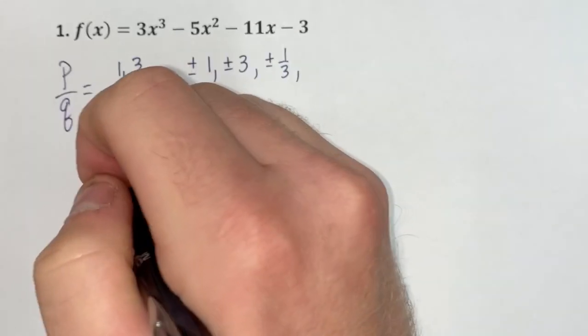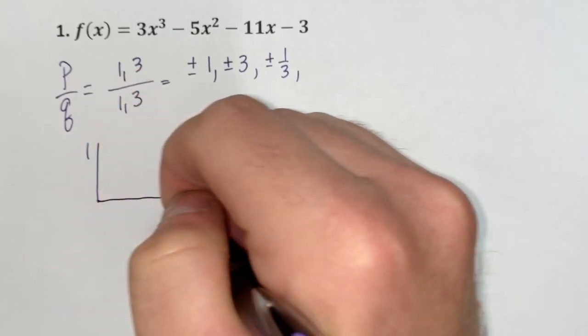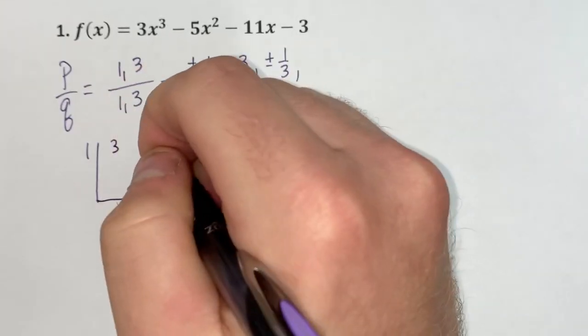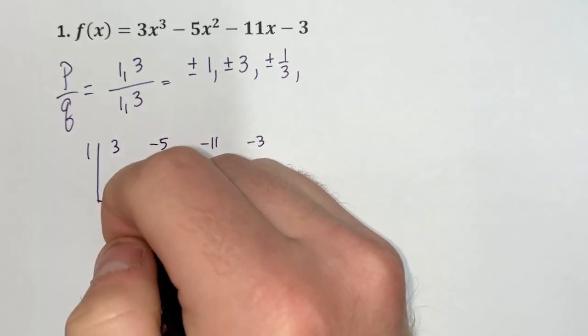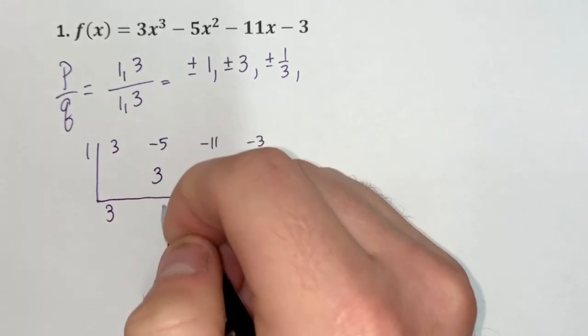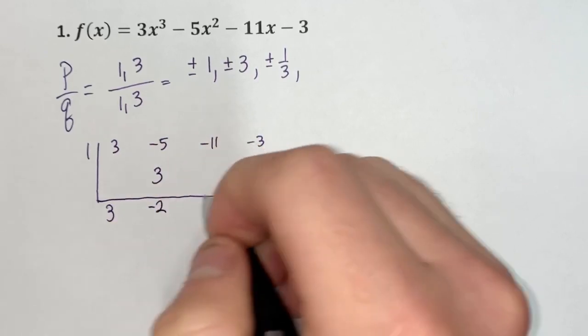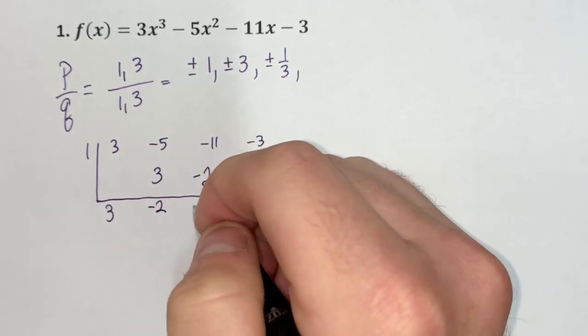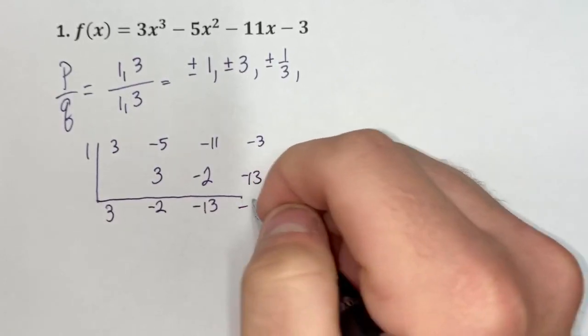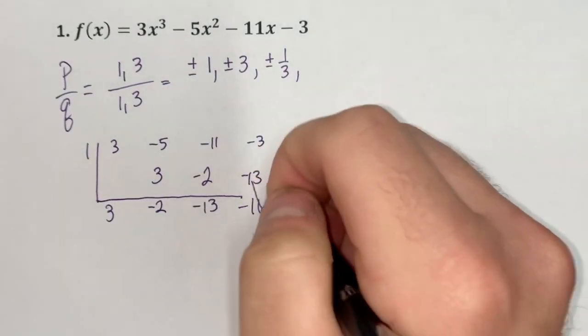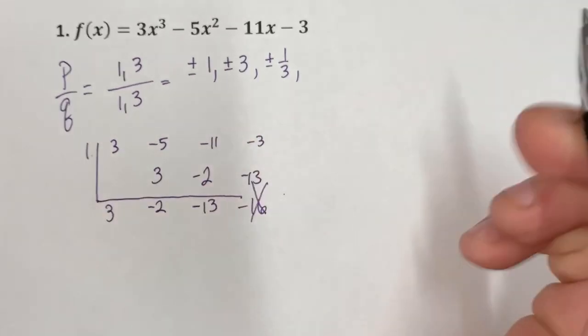I'm going to try synthetic division. We're going to start with 1 and see if it gives me 0. 3, -5, -11, -3. The 3 comes straight down. 1 times 3 is 3. -5 plus 3 is -2. 1 times -2 is -2. We add those together, we get -13. 1 times -13 is -13. We add those together, we get -16. That did not work, so 1 is not a root.